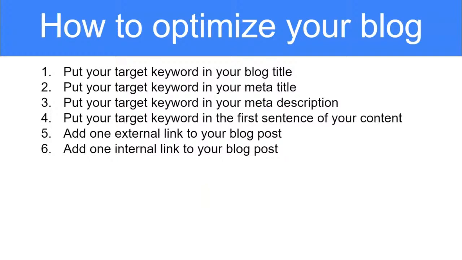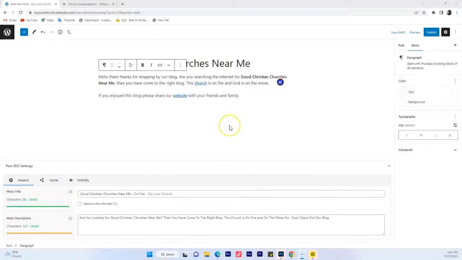All right, family, let's move on to step number 7. Step number 7 is you want to add one social image. So let me show you how to do that. All right, let me show you how to add an image to your blog.